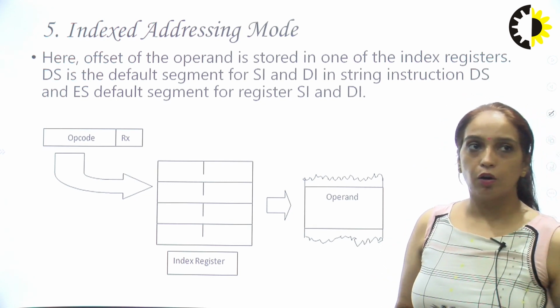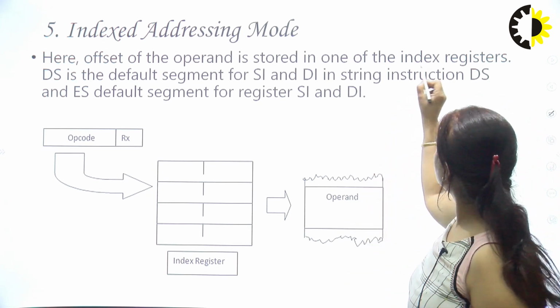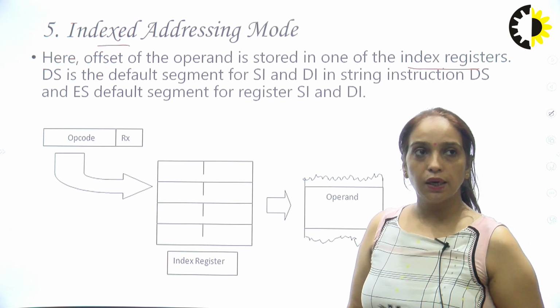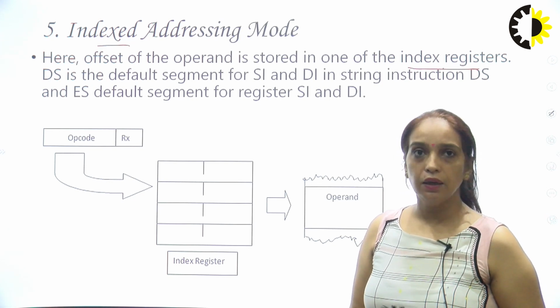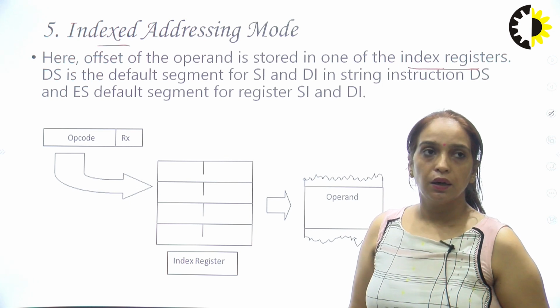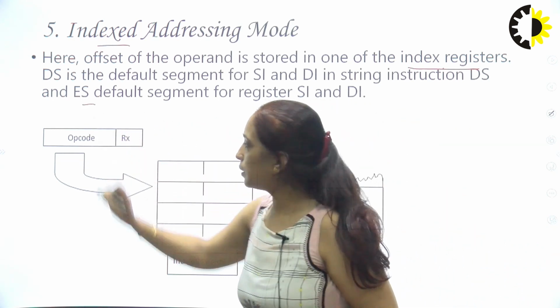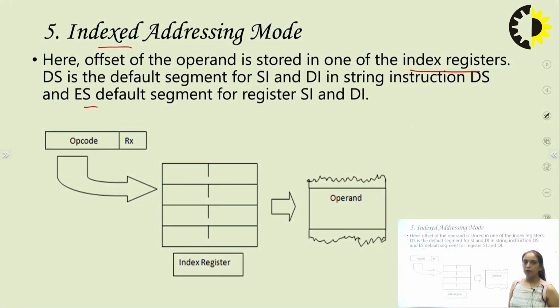Here the offset address of the operand is stored in one of the index registers. As it is written here, it is index addressing mode, so it will be using an index register, either your SI or DI. For SI, we know that the data segment is the default segment, and for DI, we are going to use the extra segment as the default. In the same way we are going to calculate the physical address. It depends on the destination register: if it is capable of storing 1 byte, 1 byte from the memory will be copied; if it is capable of storing 16 bits, 2 bytes will be copied from the memory.